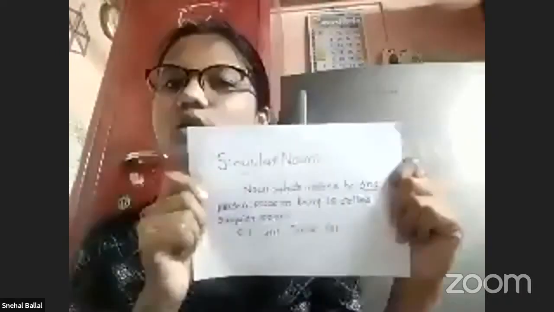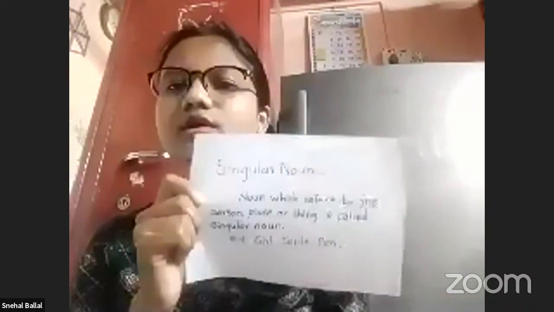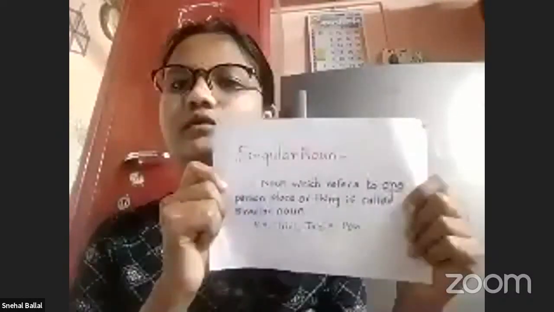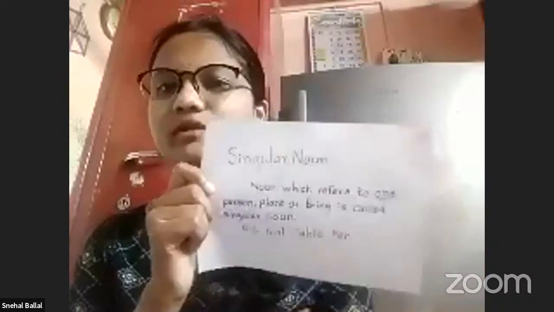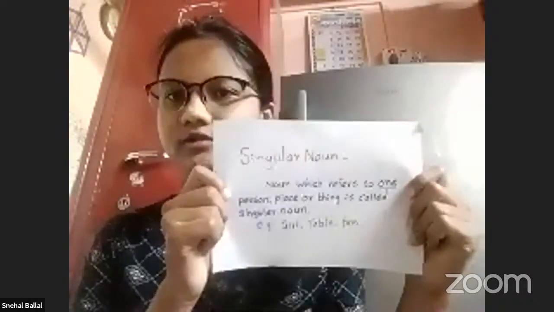Singular noun. Noun which refers to one person, animal or thing is called singular noun. For example, girl, table, pen. These things are one, means one table, one girl, one pen. So it is singular. Okay. So tell me examples of singular noun. Flower. Tell me an example of singular noun. Flower. Yes, flower. Tree. Boy, girl. These are singular nouns.